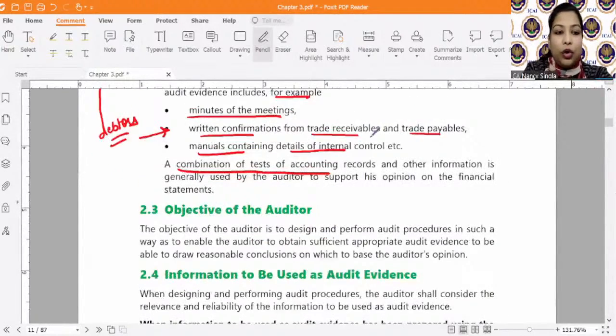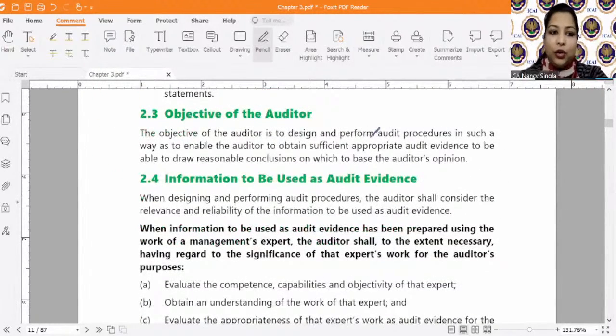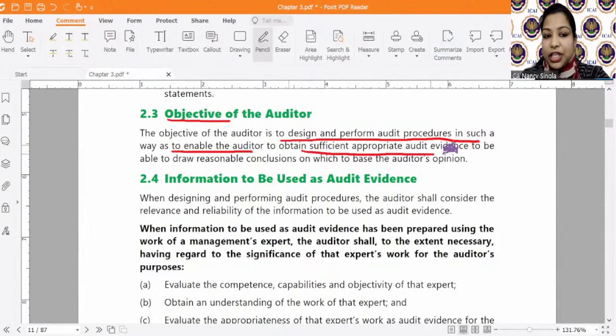Okay. Now, what is the objective? I told you that it is similar to what SA 500 says. So SA 500 says the responsibility of the auditor is what? The objective and responsibility are the same. Okay? To design and perform audit procedures in such a way as to enable the auditor to obtain sufficient appropriate audit evidence to be able to draw reasonable conclusions on which to base the auditor's opinion.